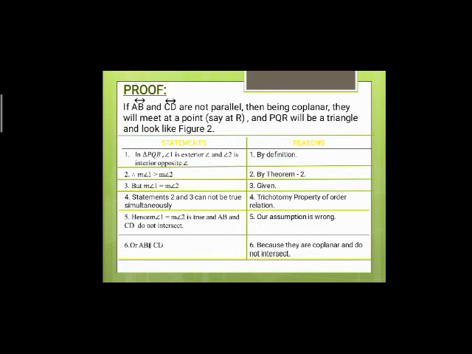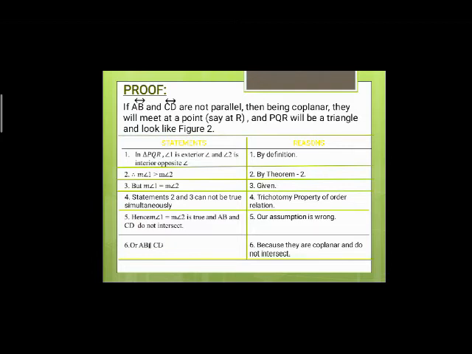If we find a relation between both the angles, the relation is in the form of an inequality. So by theorem 2, we say that measure of angle 1 is greater than measure of angle 2, because angle 1 is the exterior angle and angle 2 is the interior angle. By theorem 2 we already proved that the exterior angle is greater than the interior angle.